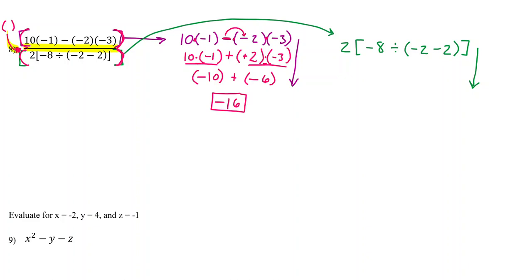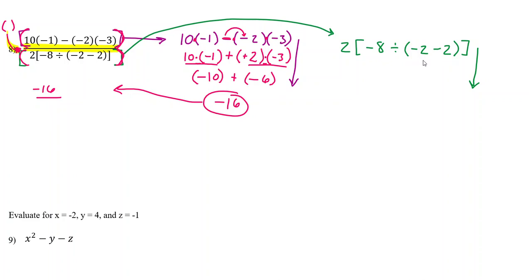Now, I just put a box around my answer. Of course, that's not the answer. That's just part of the answer. I need to put this back in my numerator, so we'll do that in just a minute. We need to get the denominator done as well. So -16 goes on top. What goes on the bottom?